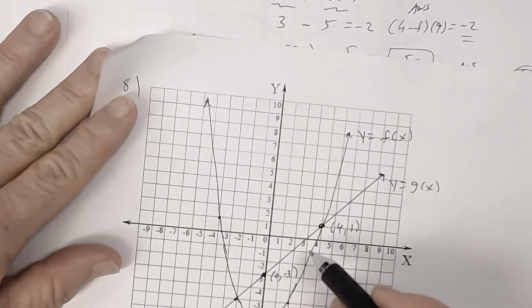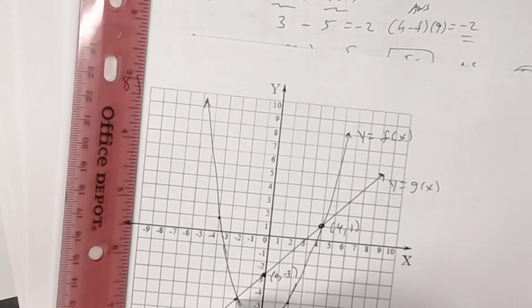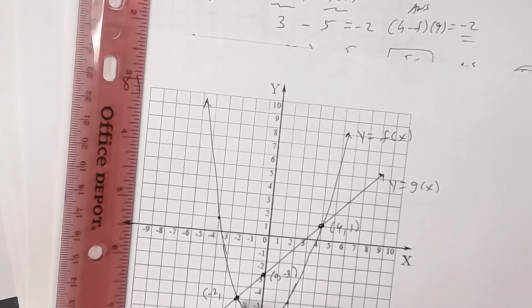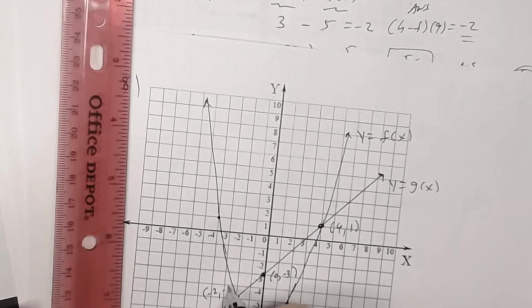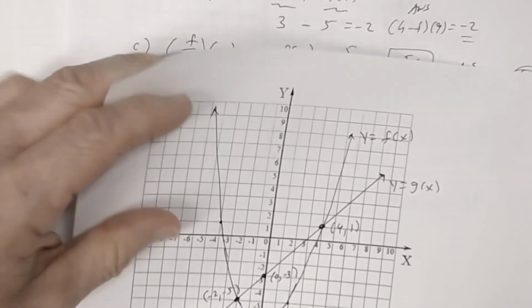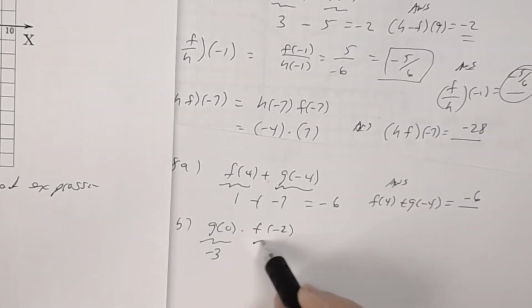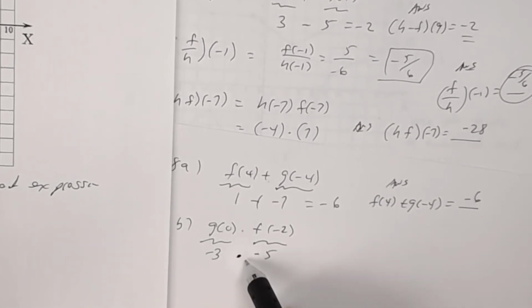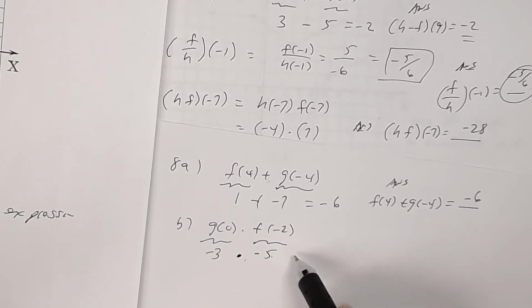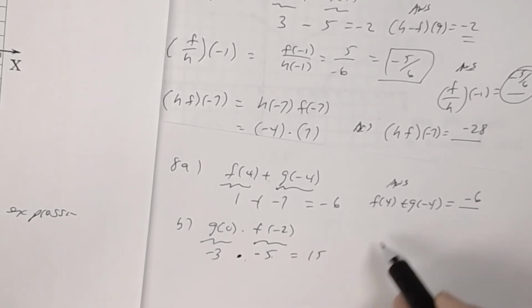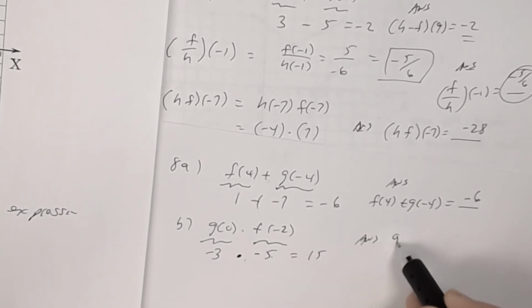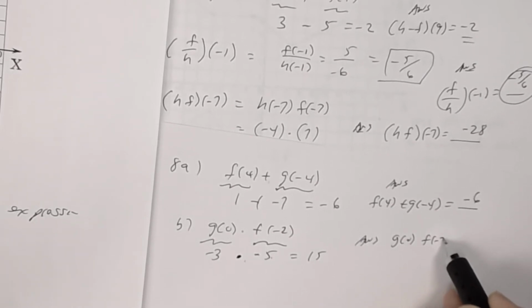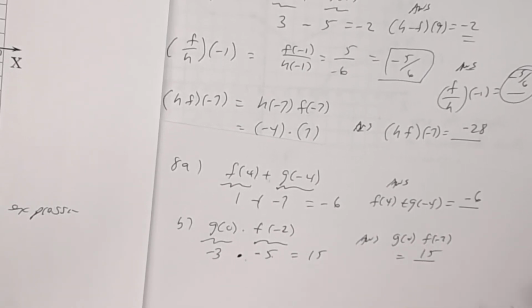f of negative 2 now. So remember, f is your quadratic one. So negative 2, that's this right here. So when x is negative 2, that y value is negative 5. And so therefore f of negative 2 is negative 5. So that's multiplication. A negative 3 times a negative 5 is equal to a positive 15. So your answer, you're going to say g of 0 times f of negative 2 equals blank, 15.